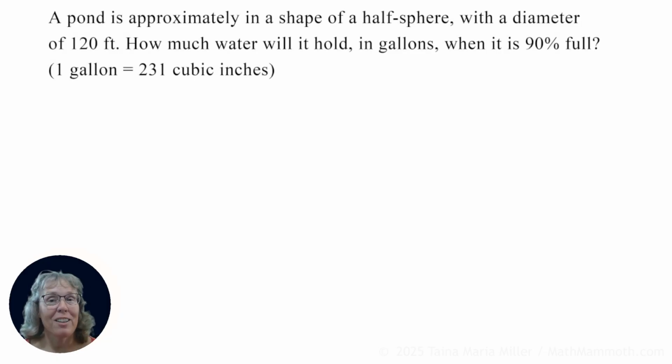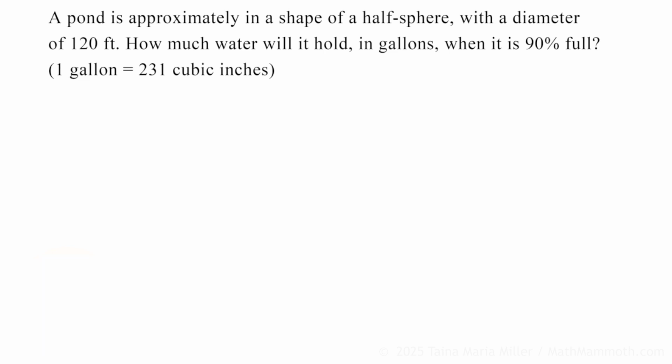Alright, let's solve our last question then for this lesson. A pond is approximately in the shape of a half sphere with a diameter of 120 feet. Notice that once again we're given the diameter, but we will need the radius in the calculations. How much water will it hold in gallons when it is 90% full?